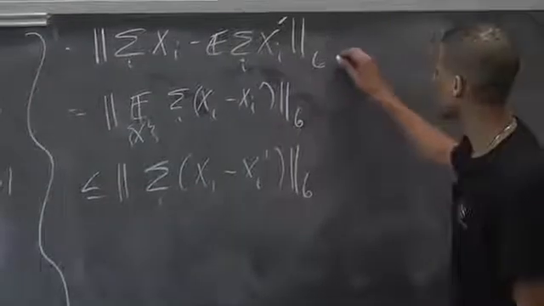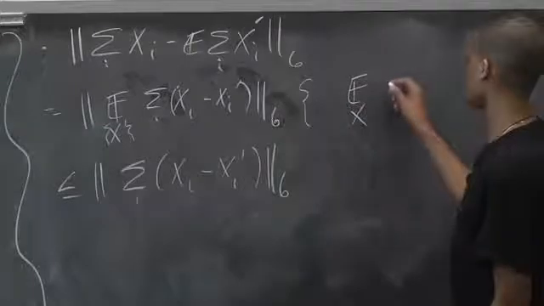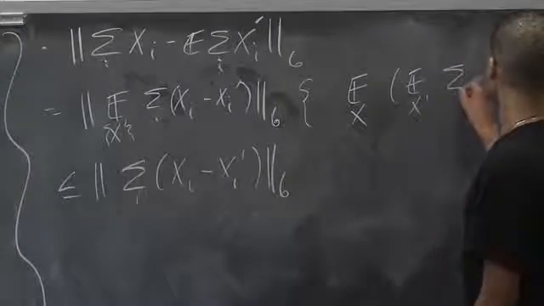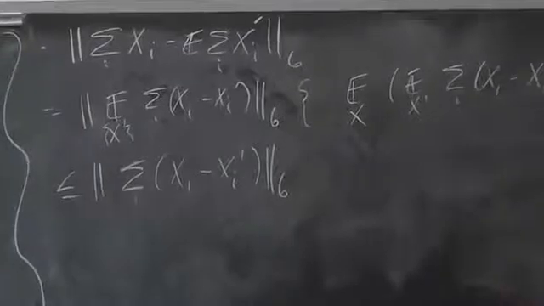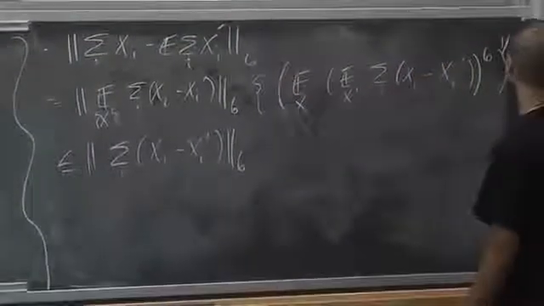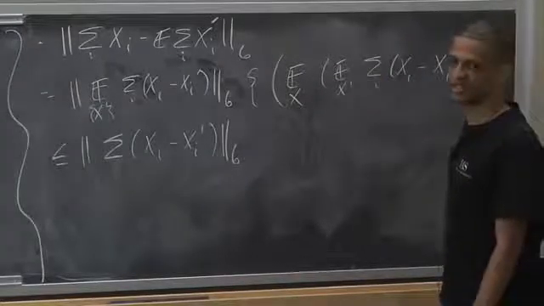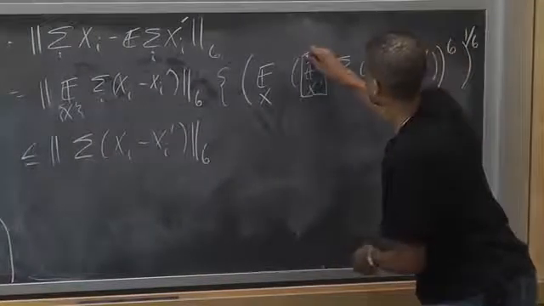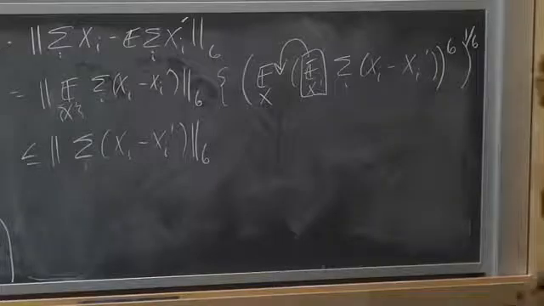So if this isn't clear, this here means expectation over the x's of expectation over the x primes of the sum over i of xi minus xi prime to the 6th, to the 1 over 6th. But taking something and raising it to the 6th power is a convex function. So I can pull this expectation outside. This here can go outside, and it only gets bigger. That's Jensen's inequality. So that's what I did here.